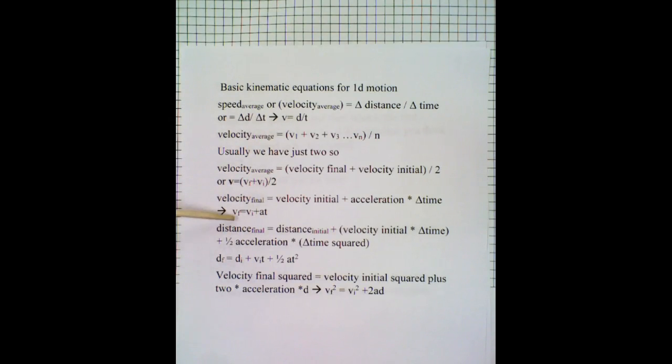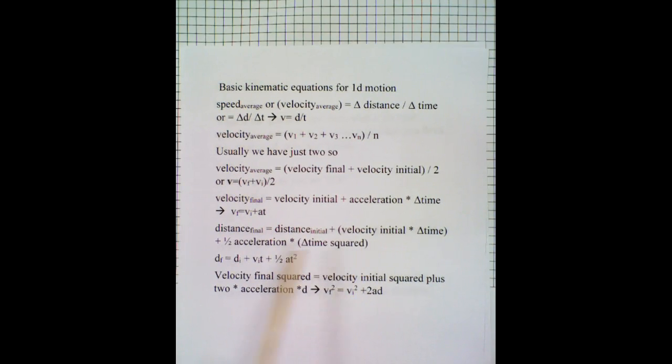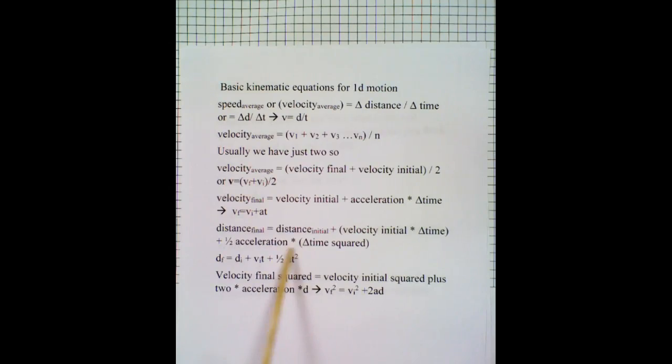My final velocity would often be how fast I was going when I started, plus how much I changed my velocity and for how long I changed it: acceleration times time. How far did I go? Well, that would depend on where I started. Was I moving? If I was moving initially, how much time was I moving initially for? Plus, how much did I change my velocity multiplied by the amount of time squared?